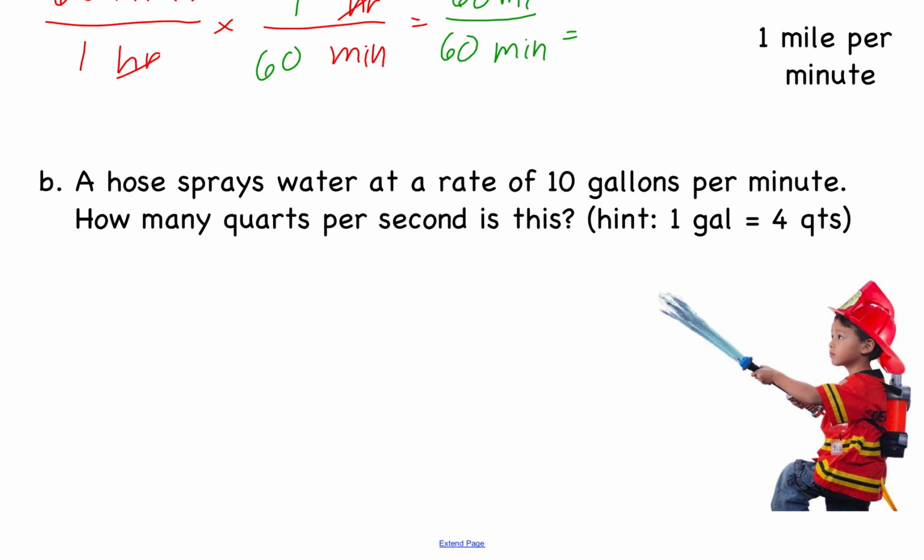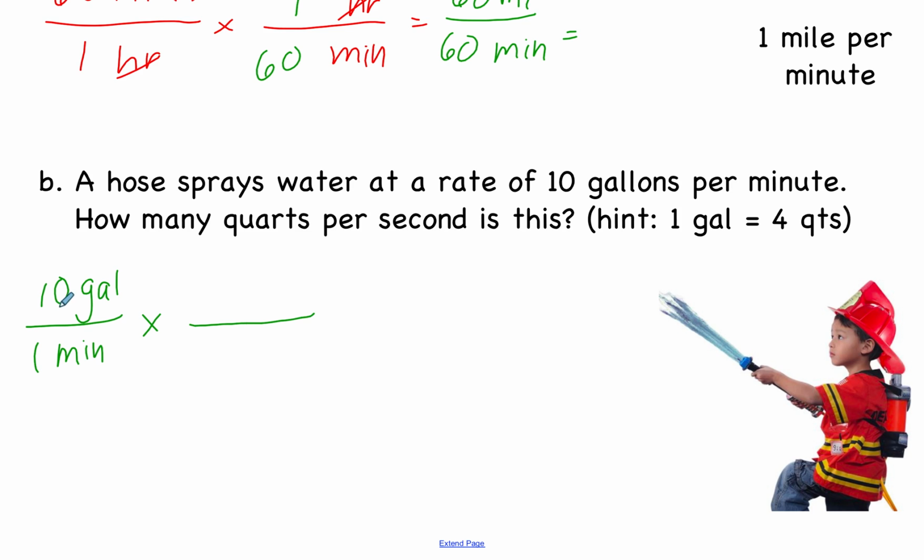In our second example here, it says a hose sprays water at a rate of 10 gallons per minute. So we're going to start with what we're given. We have 10 gallons for every 1 minute, right? We're going to do some conversion. It says how many quarts per second? Well, I don't want gallons or minutes this time. I have to do 2 conversions.